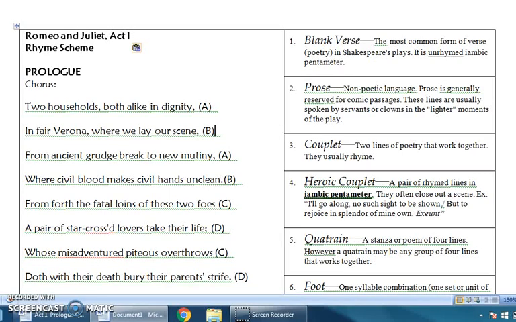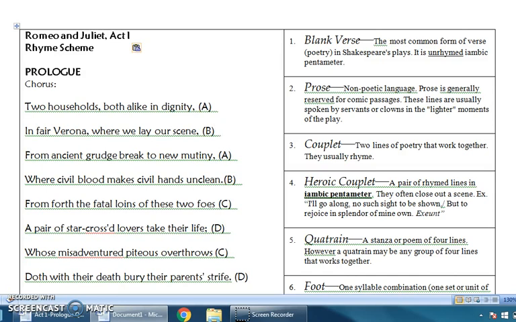Hi, this is Miss Wright, and this is part two of my review of the prologue for Act One of Romeo and Juliet. For this section, I am only going to be going over the technical parts of looking at Shakespeare's work, and you should try to apply this close reading and analysis to other parts of the play as we read them.